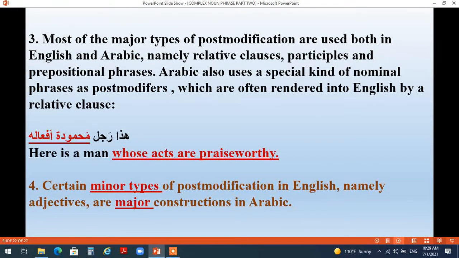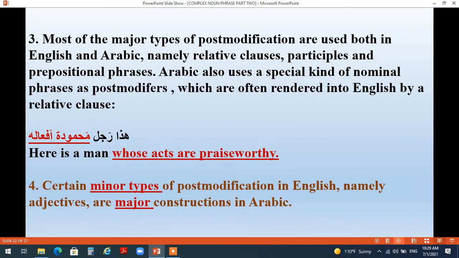محمودة أفعاله, this is a nominal clause, okay, which is used as a post modifier for the noun رجل. إذا أريد أترجمه إلى اللغة الإنجليزية ما عندي نفس هذا structure موجود باللغة الإنجليزية، فبالحالة أترجمه باستخدام relative clauses. I can say, here is a man whose acts are praiseworthy. إذن ترجمنا nominal clause باللغة العربية باستخدام relative clause باللغة الإنجليزية.